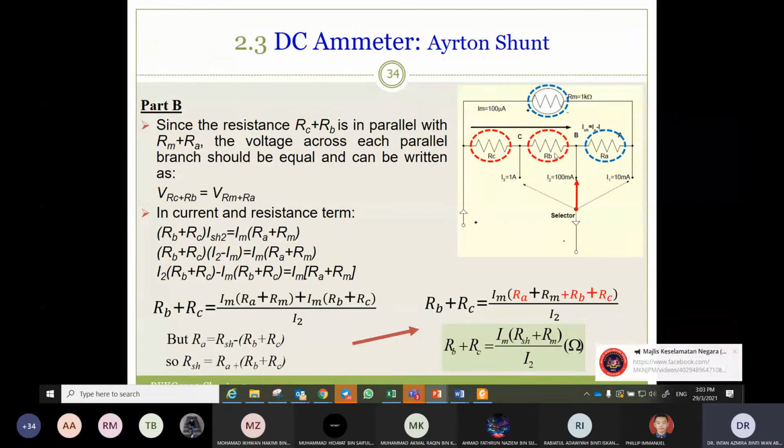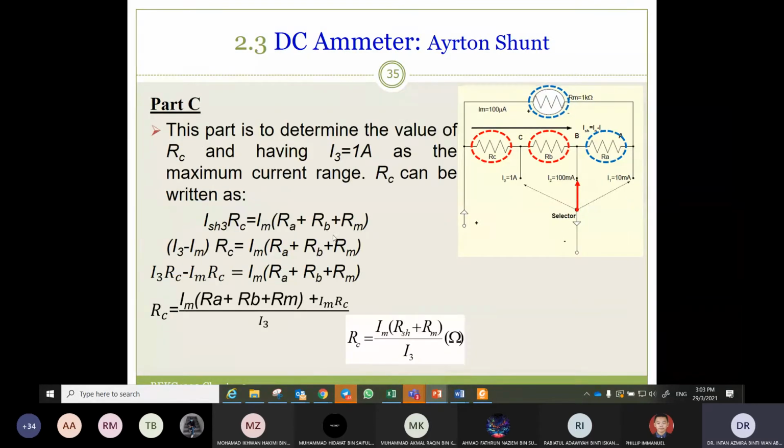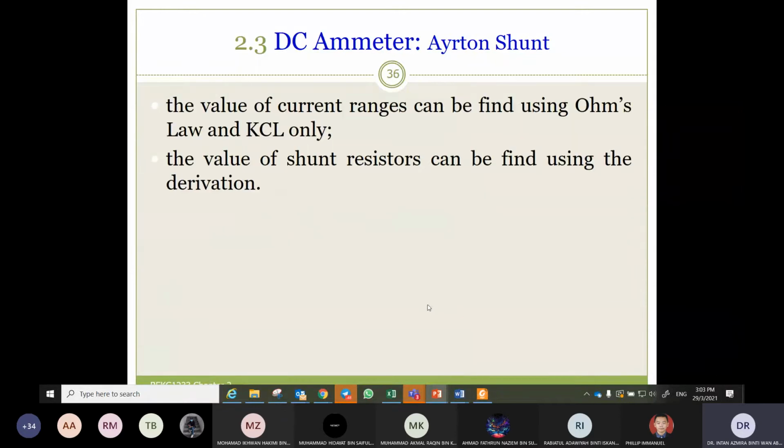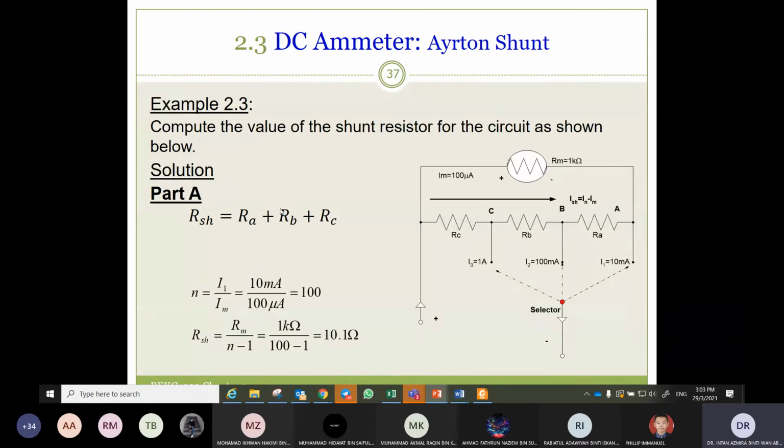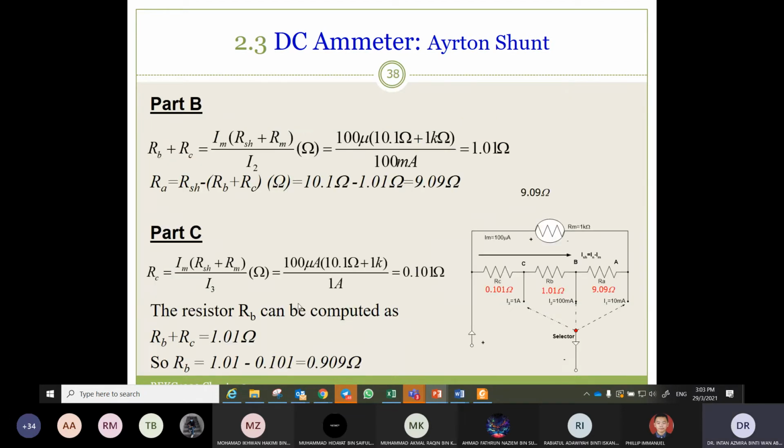Part B is when the switch is here. Yes, this is a mathematical expression. Just substitute again until you get RC. But the values of the current ranges can be found using Ohm's law and KCL only. The values of the shunt resistors can be found using the derivation. This is the derivation.